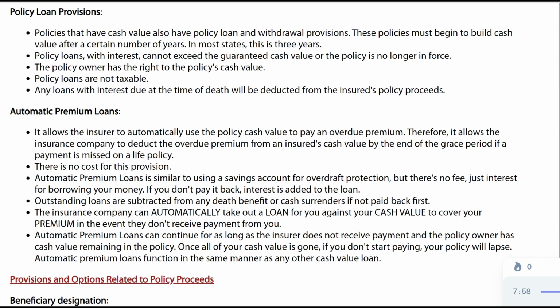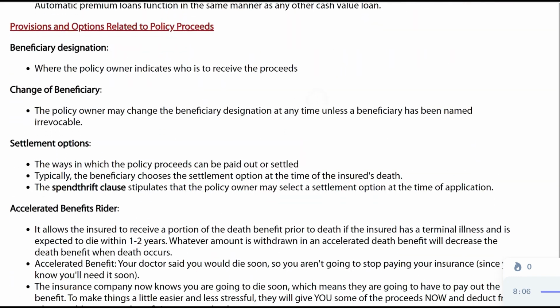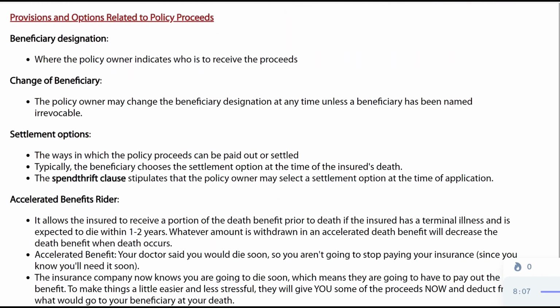Automatic premium loans function in the same manner as any other cash value loan. Provisions and options related to policy proceeds. Beneficiary designation, where the policy owner indicates who is to receive the proceeds. Change of beneficiary. The policy owner may change the beneficiary designation at any time unless a beneficiary has been named irrevocable. Settlement options. The ways in which the policy proceeds can be paid out or settled.